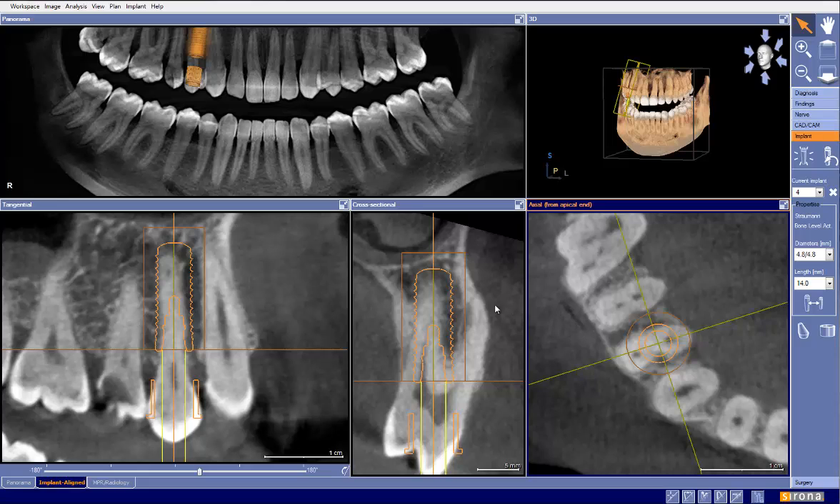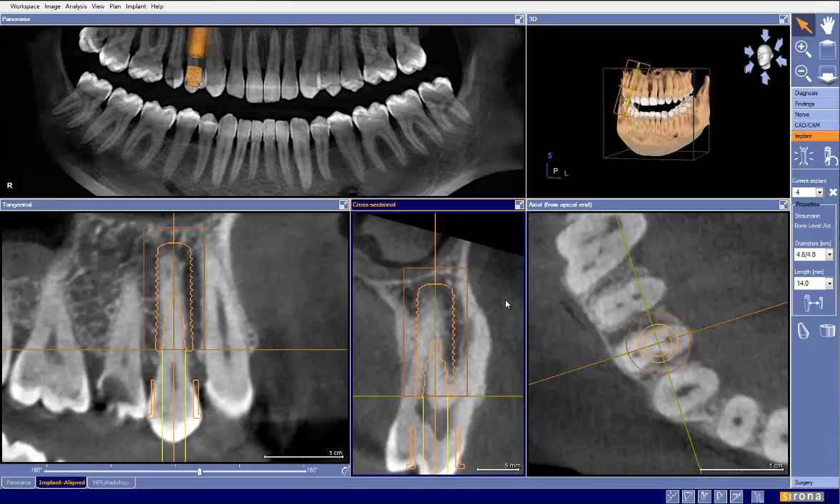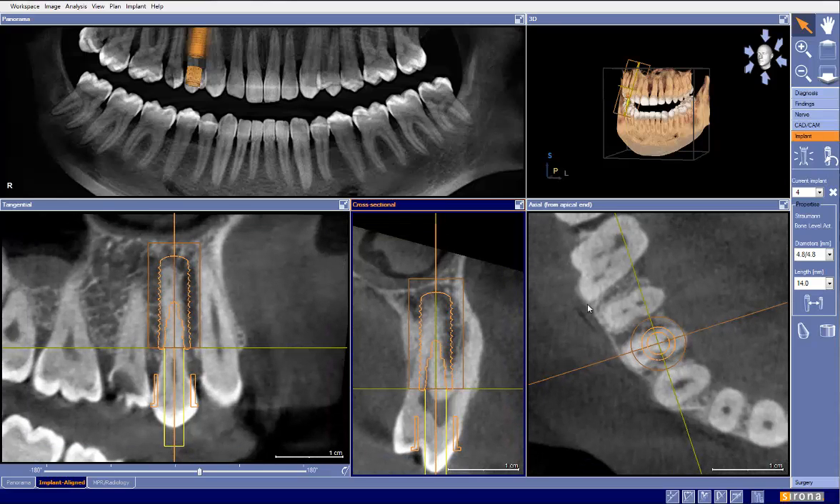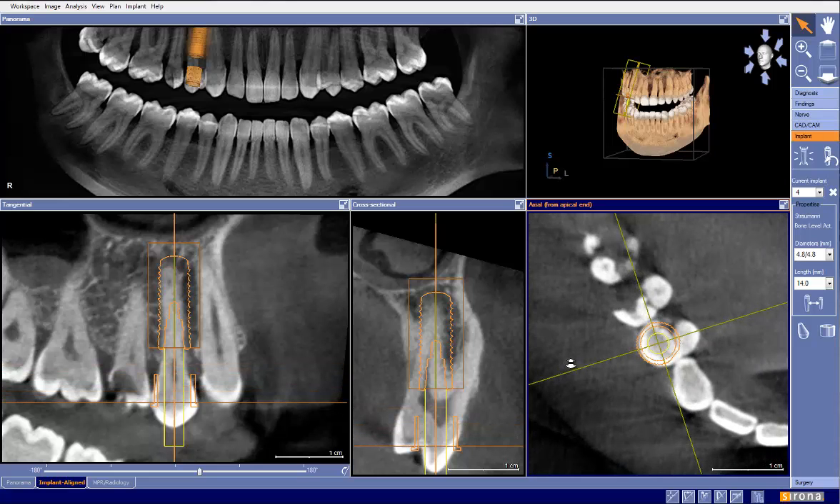The next thing that we're going to look at is vital structures. We're away from our roots, we're away from our sinus, so this is certainly more than adequate length. Next we're going to look at is our occlusal table, and here we can go to the axial view.